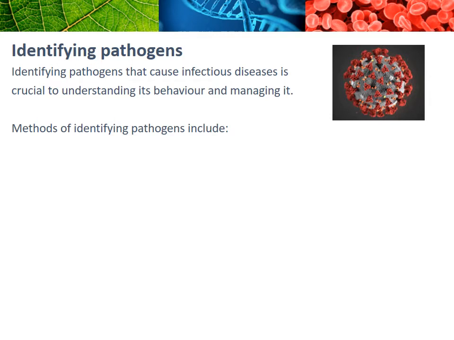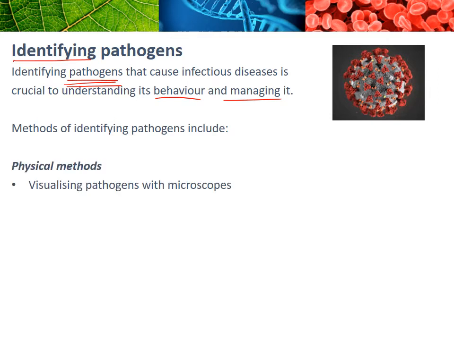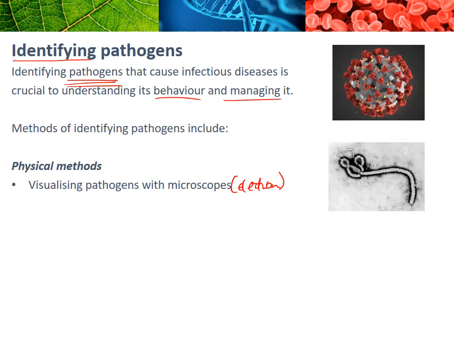Okay, this is specified in the study design, that you need to know how scientists identify pathogens. So particularly if there is a new disease outbreak, we need to know what is causing it. Okay, it's crucial to understanding the behavior of it and then managing that disease. A couple of methods that scientists use are either physical methods. This would generally be the first thing that is done. You get a sample, you put it under a microscope, probably an electron microscope, because remember we're dealing with tiny, tiny, tiny particles here, especially if they're viruses, and you study what it looks like.